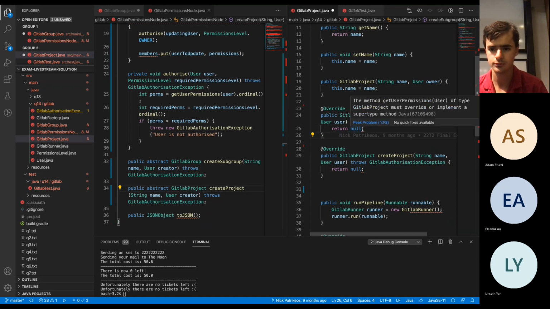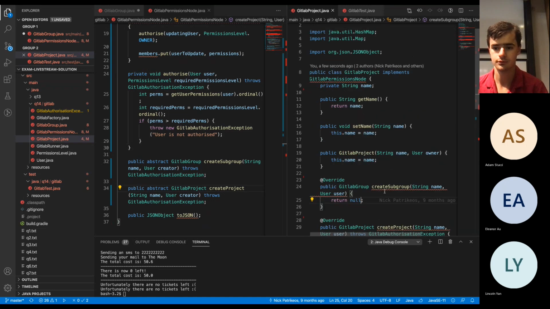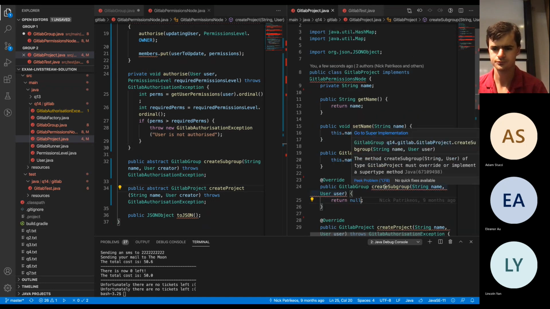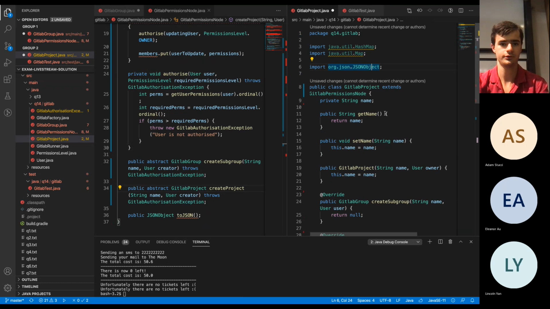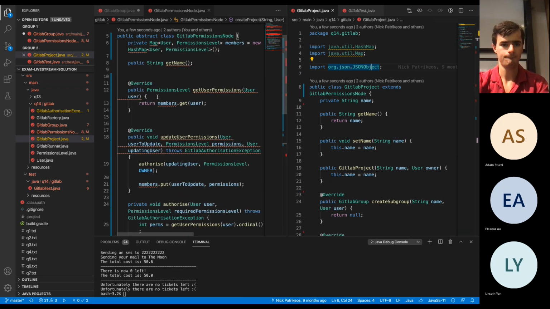Create subgroup. What am I missing? Must override or implement. Oh, I just did not save this. Okay, that's good. This should extends. Woohoo! We fixed our compile errors.